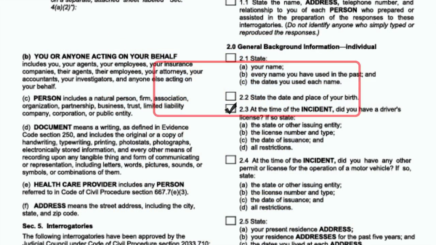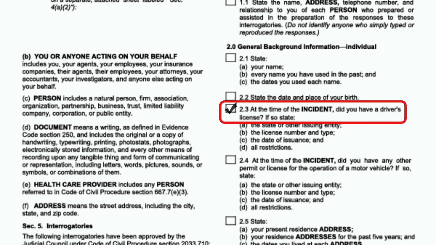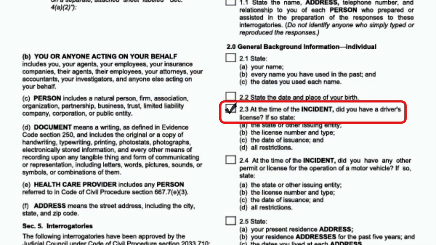And so I'm going to take you through some of the questions as examples to help you respond. I'm going to start with a very simple one, and this is at 2.3. At 2.3, it's asking for your driver's license. Let's assume you were involved in an auto accident, for example. They want to know that at the time of the incident, that means at the time of the accident, did you have a driver's license? And that first question is going to be answered yes or no.